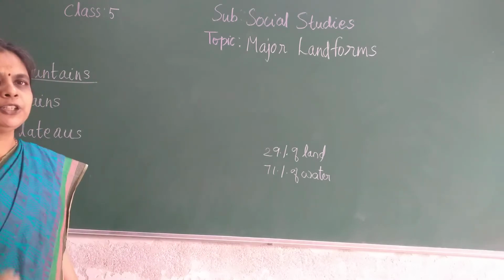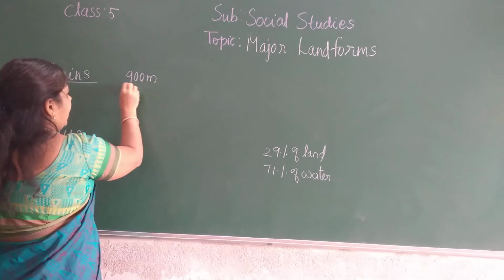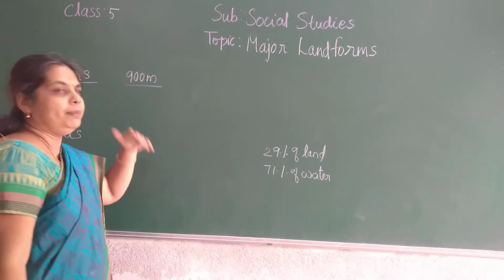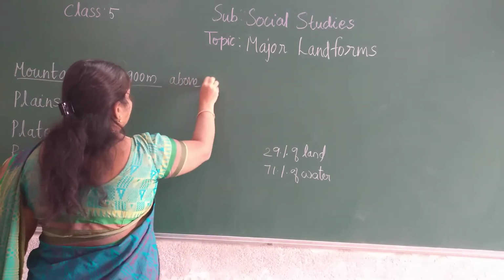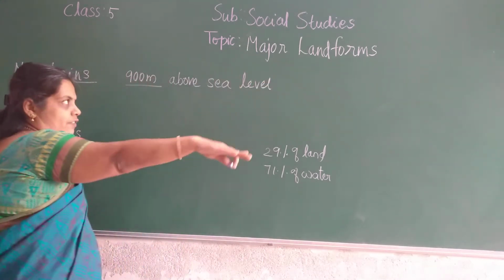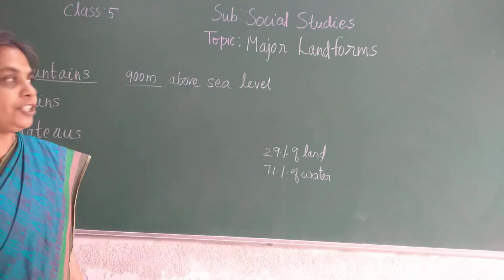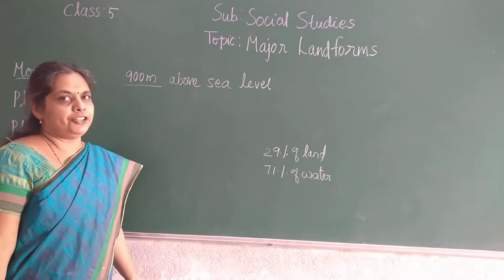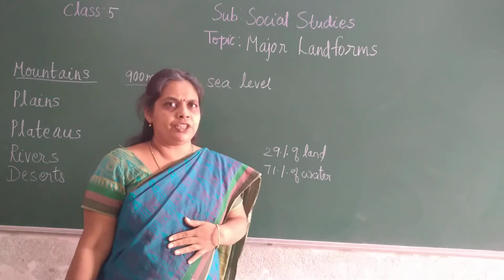The height should be a minimum of above 900 meters, children. The height of that mountain should be a minimum of above 900 meters, that is above the surface, or above sea level. From the sea level only, the height of the mountains is measured, children. So 900 meters above sea level it should be. You can find different types of mountains, children.